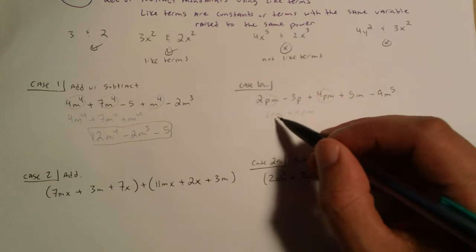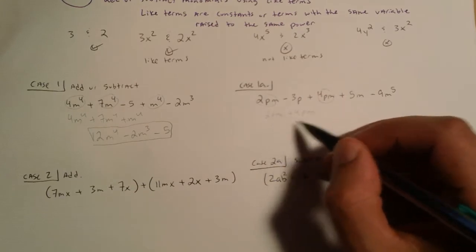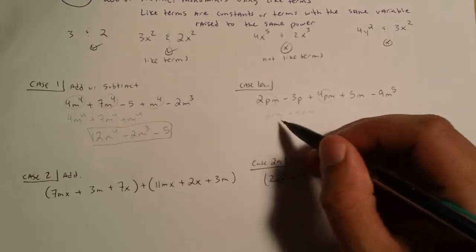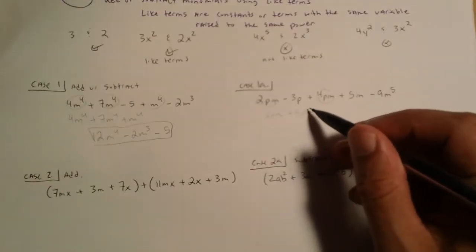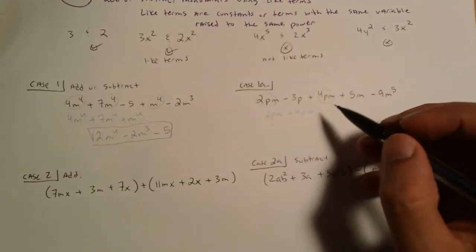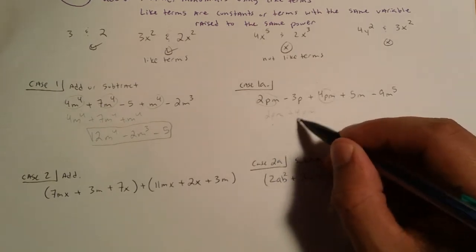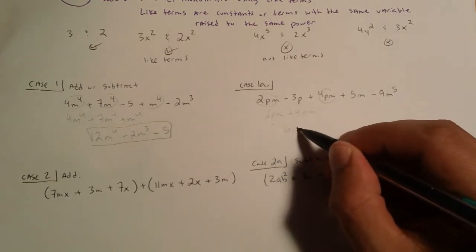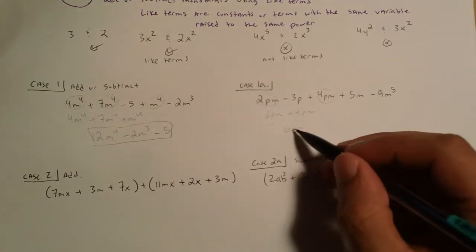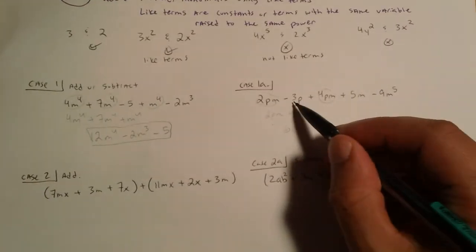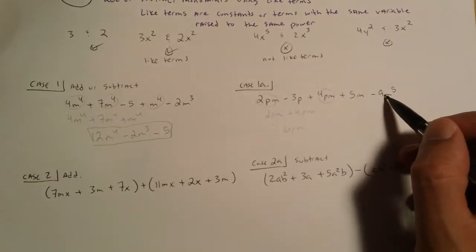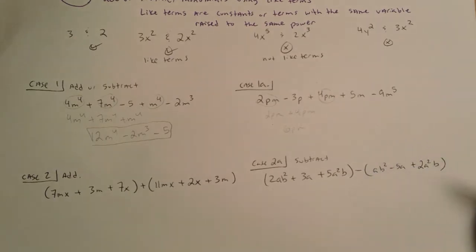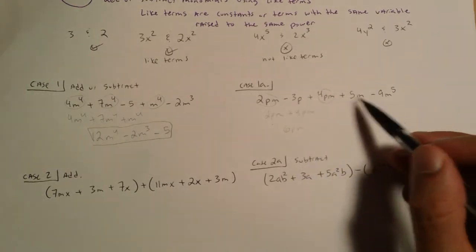Now, they have an extra variable added to it, and they still share the same exponents. So we have 2 p to the 1st power and m to the 1st power plus 4 p to the 1st power, m to the 1st power. So we're able to combine them. So 2 plus 4, 6. Carry down our variables and exponents. So we have 6pm. Now the remaining ones, we have minus 3p plus 5m minus 9m to the 5th power. Are we able to combine any of them?